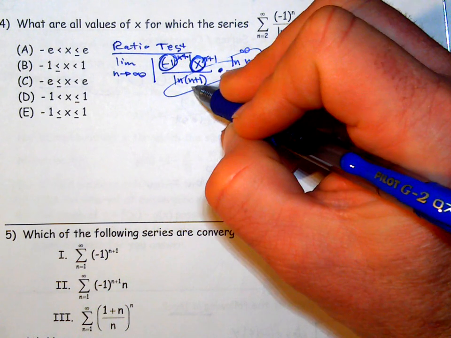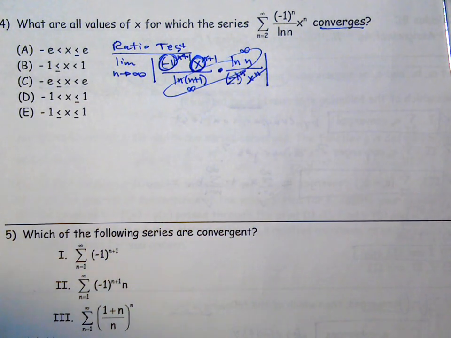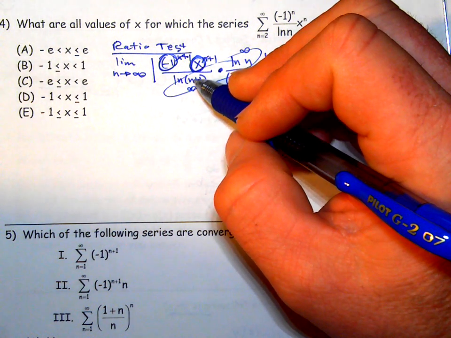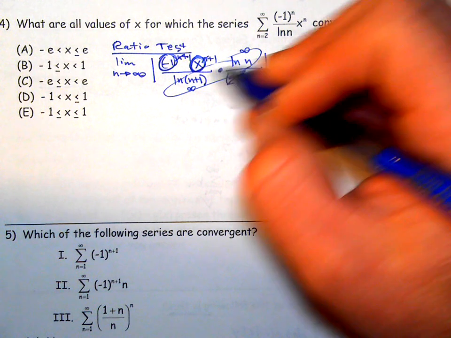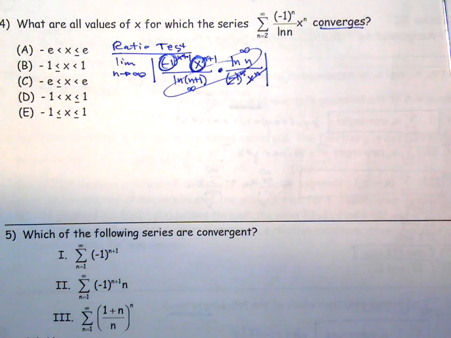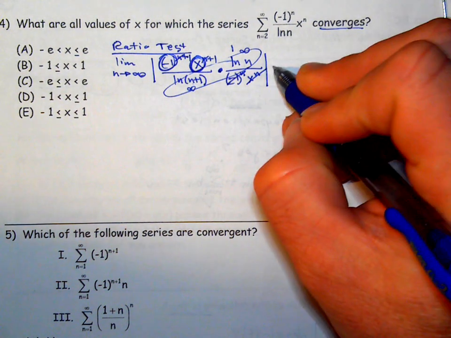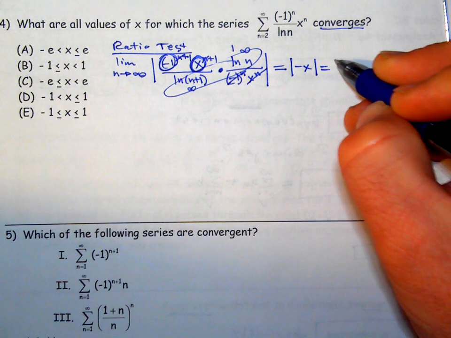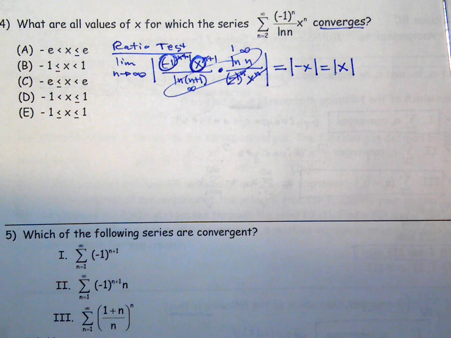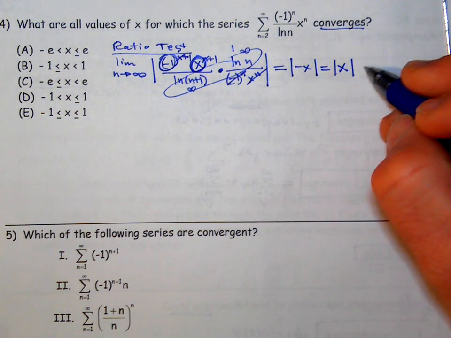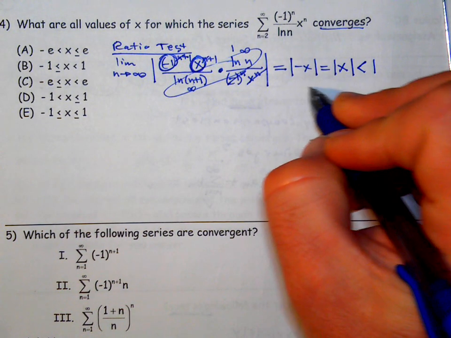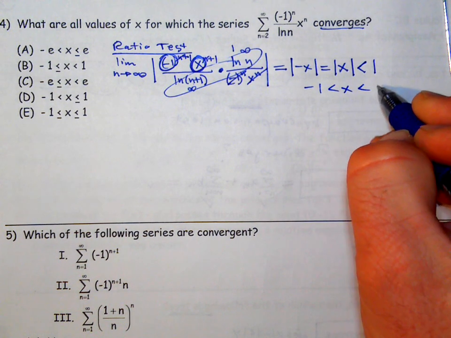As you go to infinity, it's infinity over infinity, indeterminate. You can do L'Hopital's, but really, natural log of 1,000,000 over natural log of 1,000,001 is really close. That's going to go to 1 as you go to infinity. So we get the absolute value of -x, which is also the absolute value of x. Doesn't matter either way, and it has to be less than 1. So we're looking at x between -1 and 1.